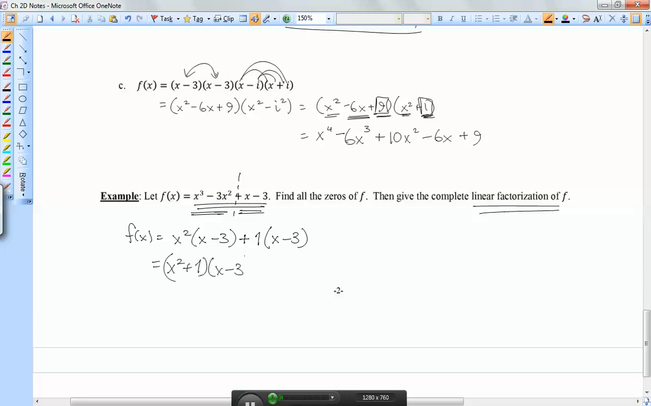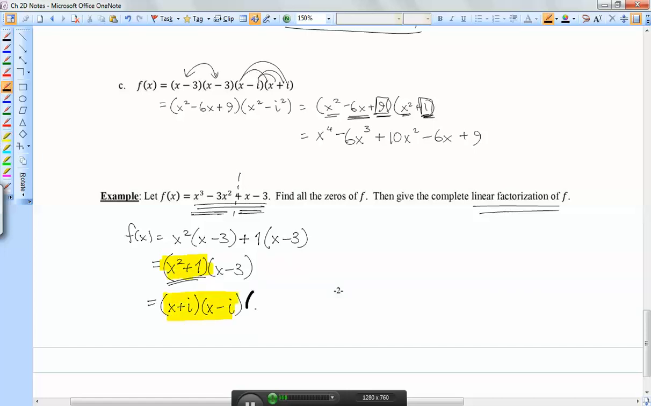Now at this point, I need to give linear factorizations of f. This one's a quadratic, not a linear. But it does factor if I start considering i. So this turns into x plus i, x minus i. This term right here turns into this term, and then I still have that x minus 3 after it.